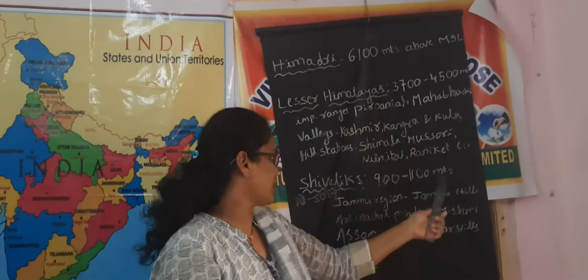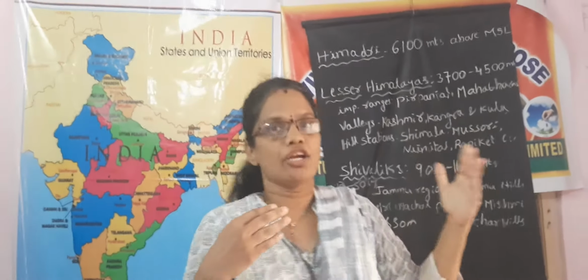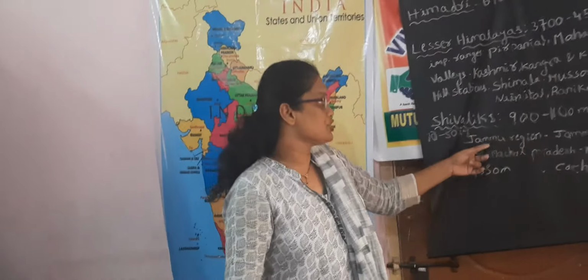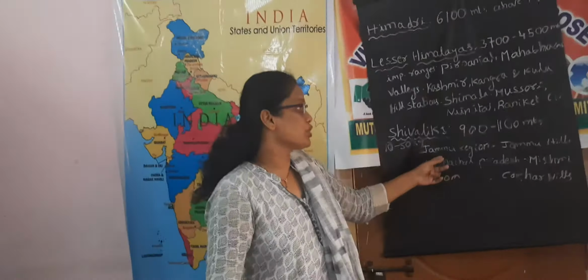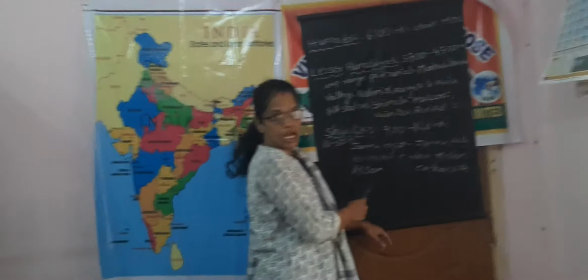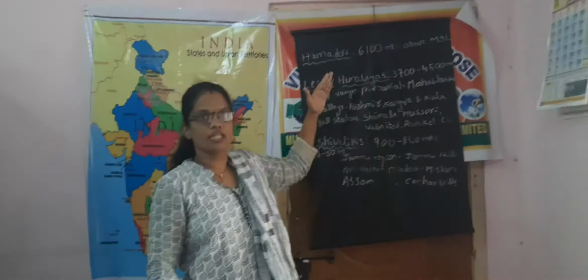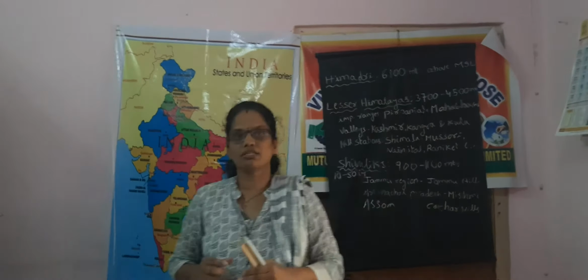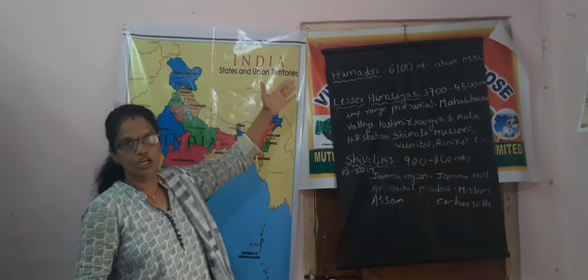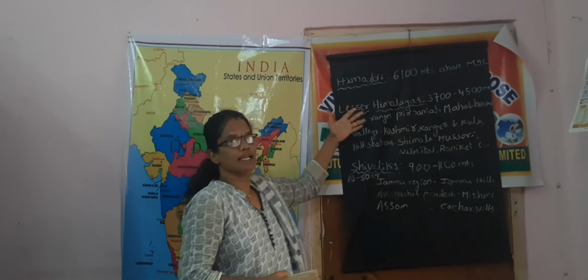The Shivaliks are called by different names in different regions. In the Jammu region they are called Jammu Hills, in Arunachal Pradesh they are called Mishmi Hills, and in Assam they are called Kachak Hills. Like this, the names of the Shivaliks differ in different regions. Now, this is about the parts of the Himalayas. We have discussed the three parts of the Himalayas, that is Himadri, Lesser Himalayas, and also Shivaliks.